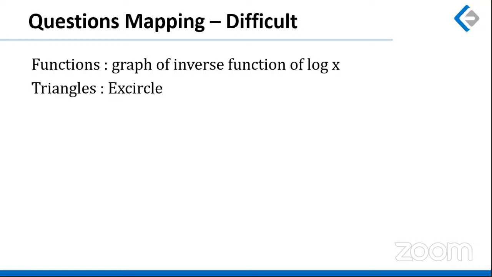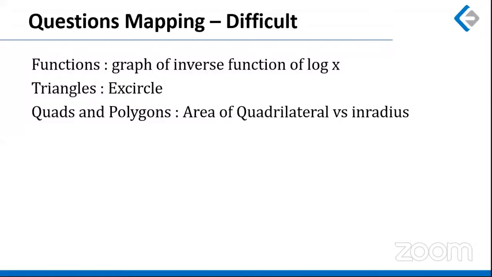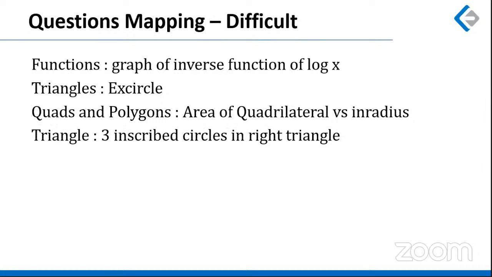A question based on triangles was given where a concept of X circle was used. Another question on quads and polygons where we had to relate area of a quadrilateral with the in radius of the circle inside the quadrilateral. And the next question, again based on geometry, which was involving a triangle, and there were 3 circles inscribed in the triangle at a different location. Okay, so all these 3 questions might sound slightly unfamiliar to the students. So do check out our text solution, video solution, just to understand these concepts in proper detail.